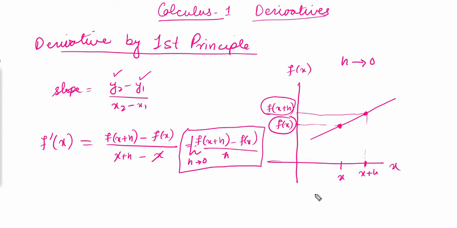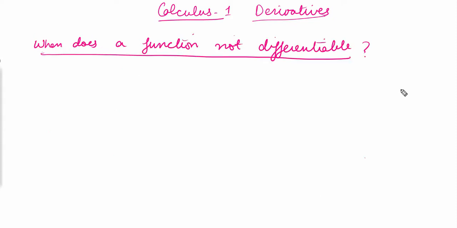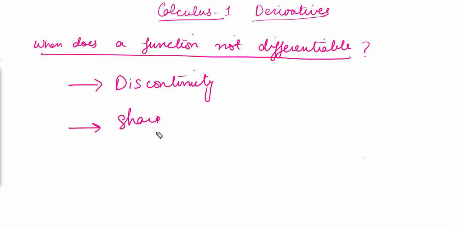Okay, now in the next subtopic, we will discuss how we can say that a function is differentiable or not differentiable, or in other words, we will discuss the conditions where a function is not differentiable. So the question is, when is a function not differentiable? The function is not differentiable whenever there is a discontinuity in the function, or there is a sharp turn in the function. So if these two conditions exist in a function, then such a function is not differentiable.